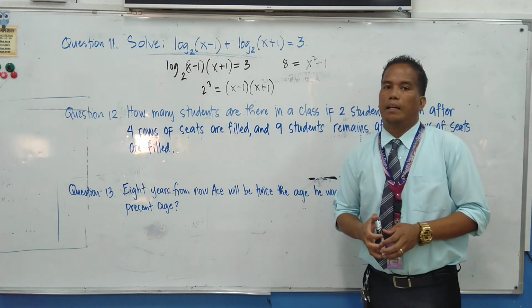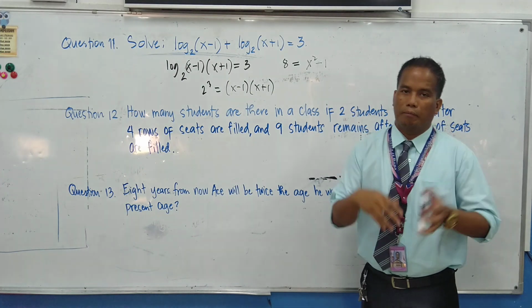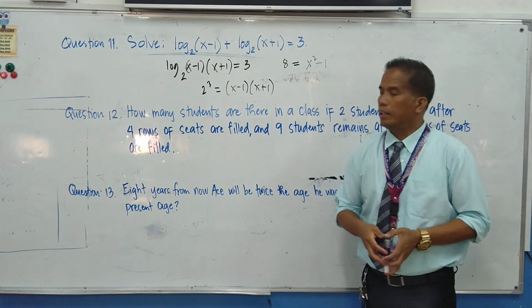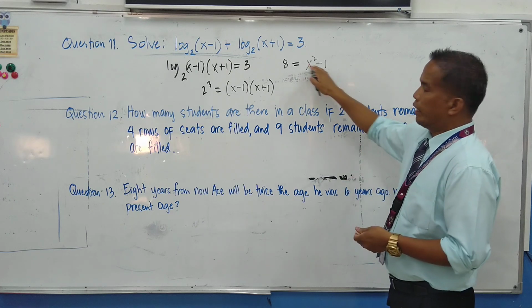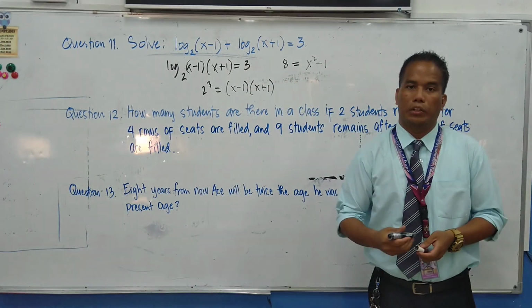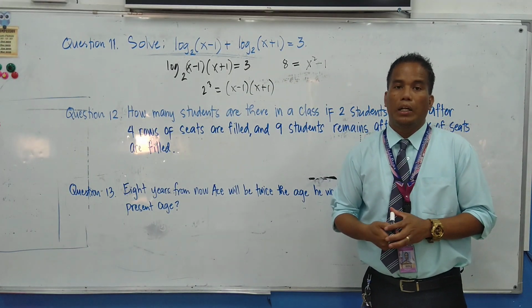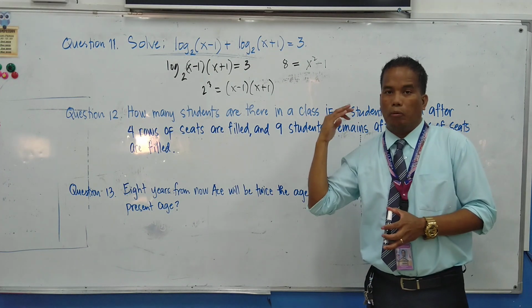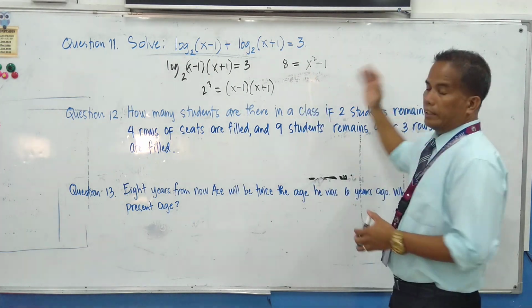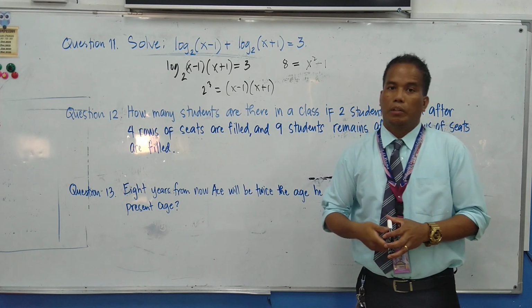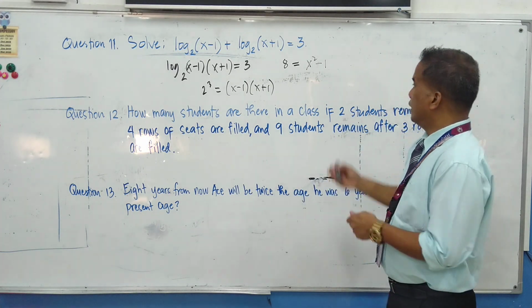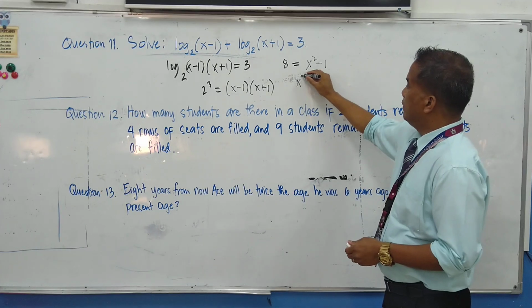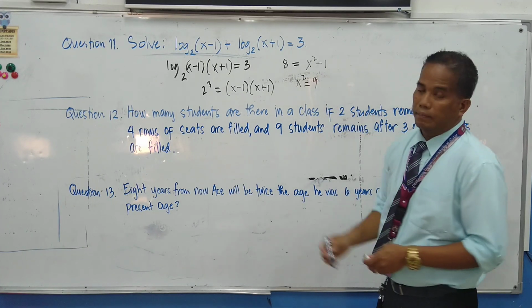And then, simplifying this equation, 8 equals x squared minus 1. If we transpose negative 1, or use the addition property of equality to eliminate negative 1 on the right side of the equation, by adding 1 to both sides, the result now will become x squared equals 9.